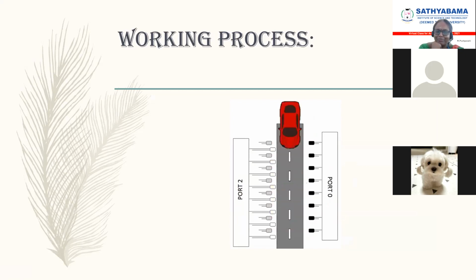Yeah, very well, Pavitra. When the car enters the street, the PIR sensor senses the vehicle, and the light is automatically turned on. After that it will be turned off, ma'am. That is the main purpose.